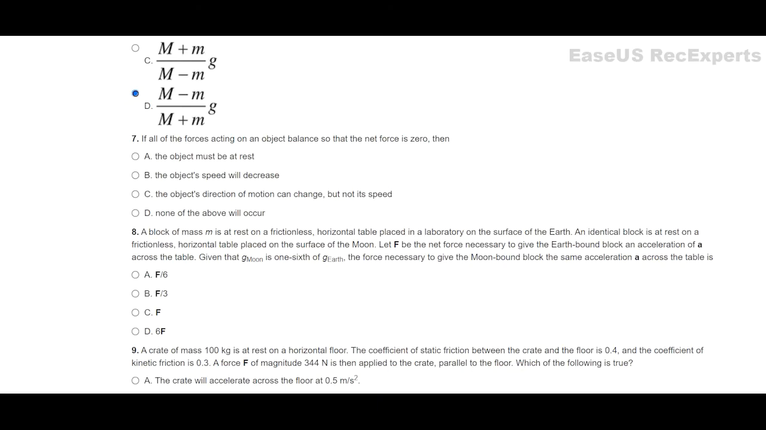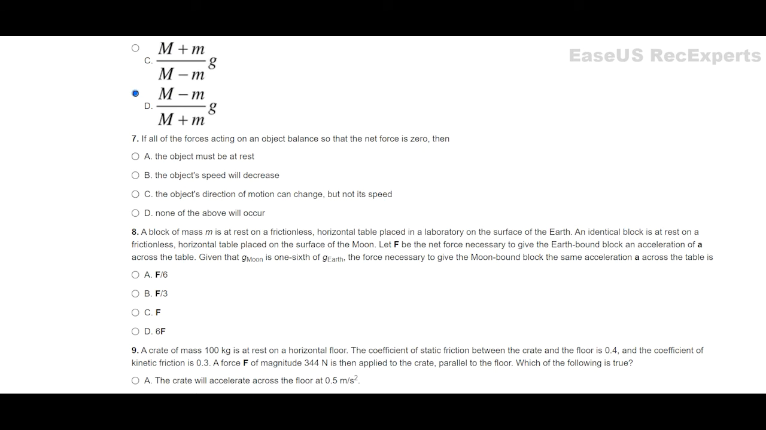You get 0 over m is equal to a, meaning that a is equal to 0. Your acceleration is 0. So if your acceleration is 0, that does not mean that your object's speed will decrease, since that would mean you have a negative acceleration. Can the object's direction of motion change, but not its speed? No. Acceleration does take direction of motion into account, and you will see that in centripetal motion.